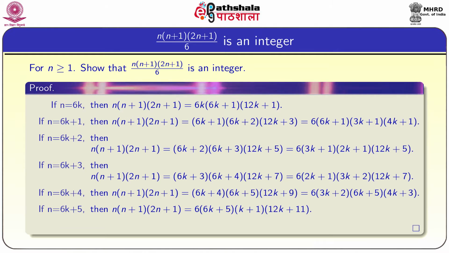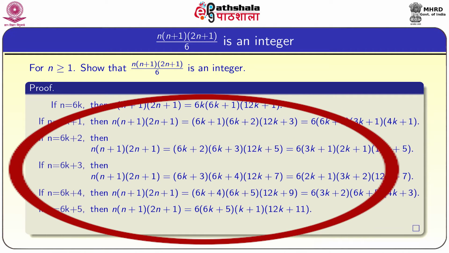First we will take n equal to 6 k. Then what is going to happen? If we substitute n is equal to 6 k, n into n plus 1 into 2 n plus 1 becomes 6 k into 6 k plus 1 into 12 k plus 1. Clearly, you can write it as 6 into some m, where m is equal to k into 6 k plus 1 into 12 k plus 1. Similarly, if I choose n equal to 6 k plus 1, then n into n plus 1 into 2 n plus 1 becomes 6 into 6 k plus 1 into 3 k plus 1 into 4 k plus 1. Again it is a multiple of 6.